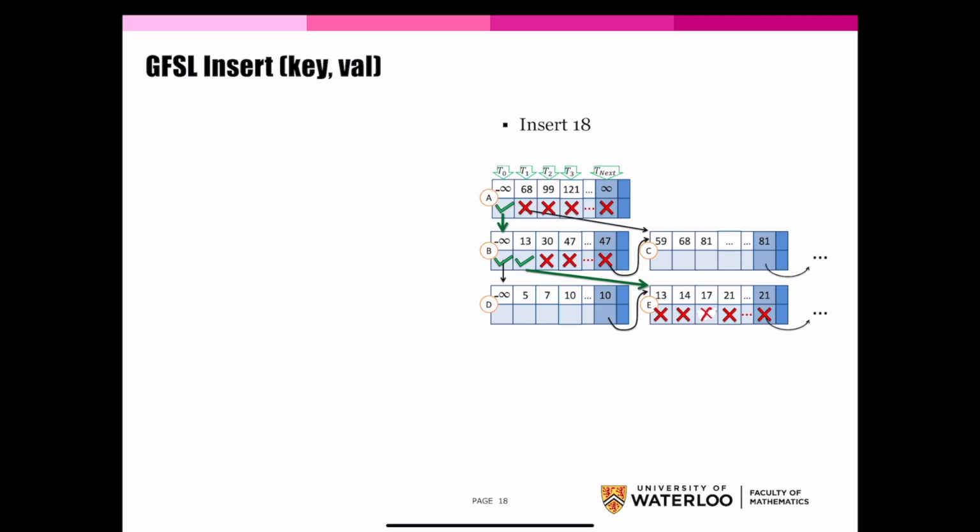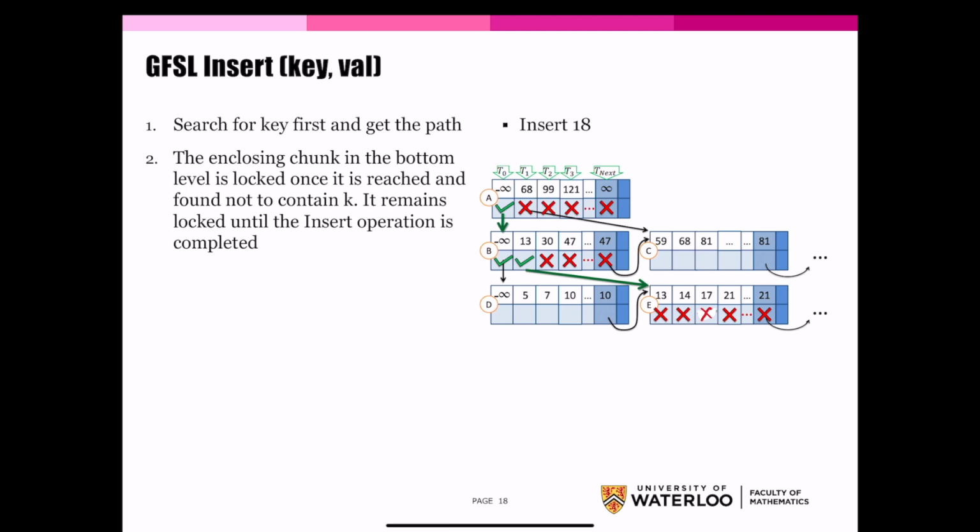In terms of the GFSL insert operation, we search for the key first and get the chunk's path. The enclosing chunk in the bottom level is locked once it is reached and found not to contain k. It remains locked until the insert operation is completed. And then we insert the key into the enclosing chunk. Let's do an example. We want to insert 18 into the skip list. We start with chunk A, which is the top level chunk.